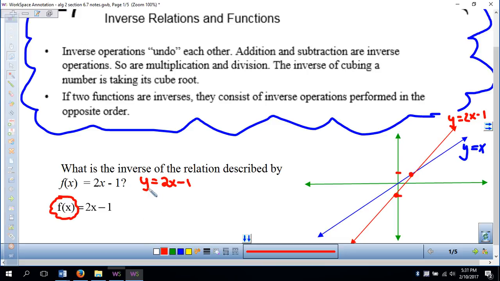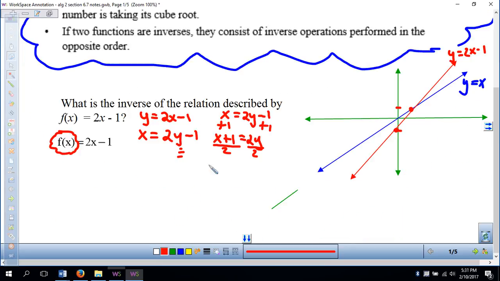So if I want to find the inverse of this function, I start by switching the x and the y. X equals 2y minus 1, and then I solve for the new y. So I'm going to take x equals 2y minus 1. I'm going to add 1 to each side. I now have x plus 1 equals 2y, and I'm solving for that new y, so now I divide everything by 2. So what we have is x over 2 plus 1 over 2 equals y, because the 2's cancel. And that new y is our f inverse.